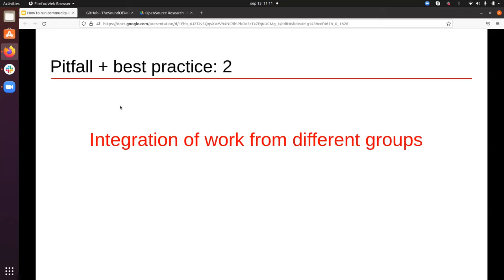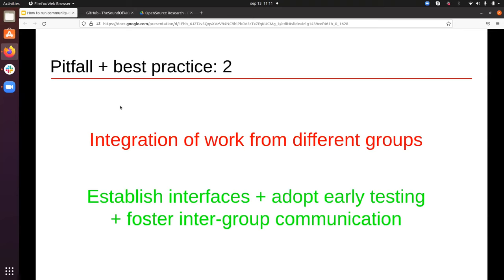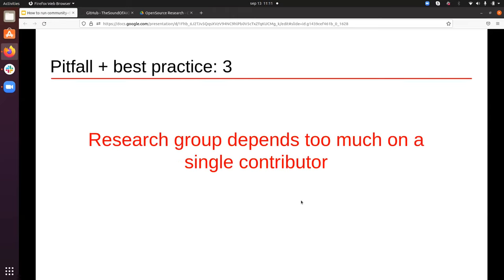Then another major issue. Integrating work from different groups can be a hassle. It's integration hell. It's a major issue. So what should you do, and what should we do? Well, establish interfaces. This is something that we've done, but we haven't adopted early testing across different research groups to integrate the work. But indeed, we fostered intergroup communication. So all of these 3 things are very important to integrate work from different sources.